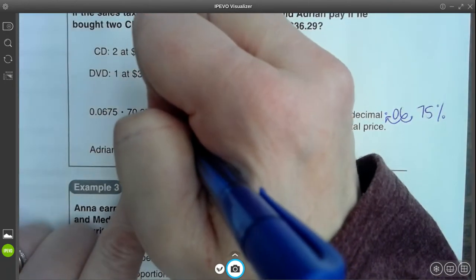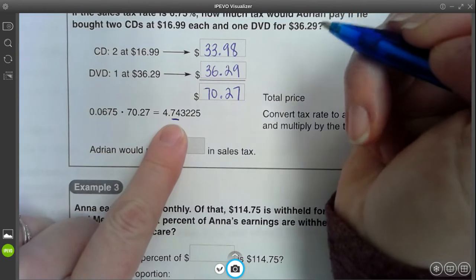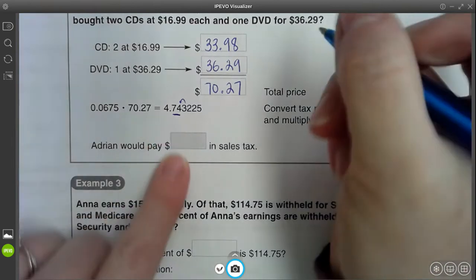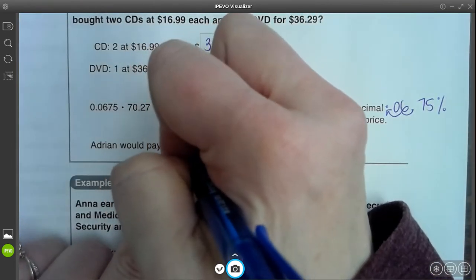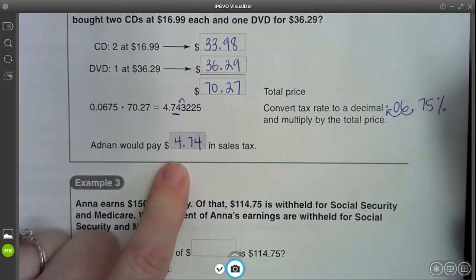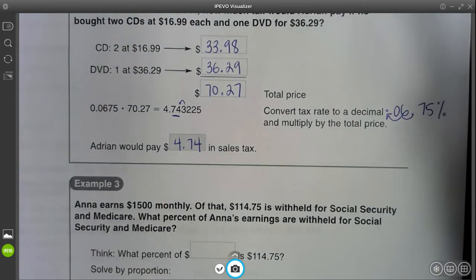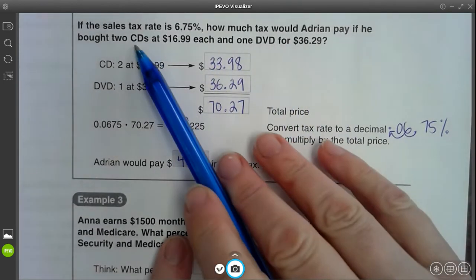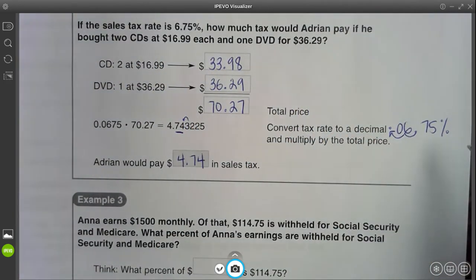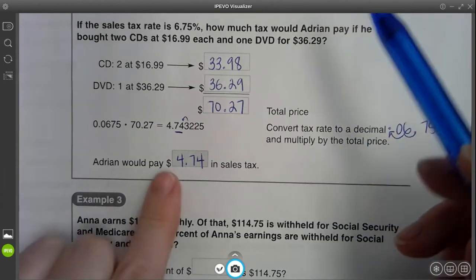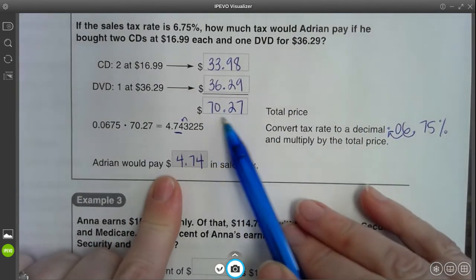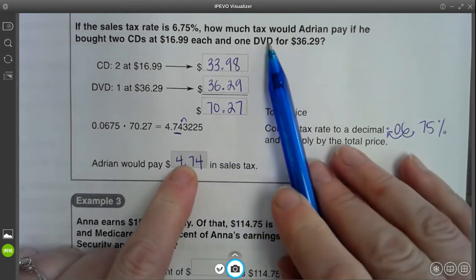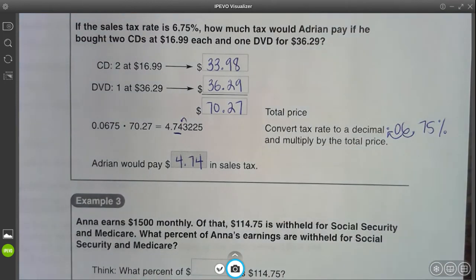Now, normally money is 2 decimal places, 74 cents. This 3 is going to keep the 4 a 4, so we're going to round that to $4.74 in sales tax. Okay, so that's the sales tax, and if we look at the question, it says how much tax would he pay? It doesn't ask his total amount. If we wanted to know the total amount, we would have to add on the subtotal, which is the amount before tax, plus the sales tax. But this question only asks how much tax we are going to be paying.